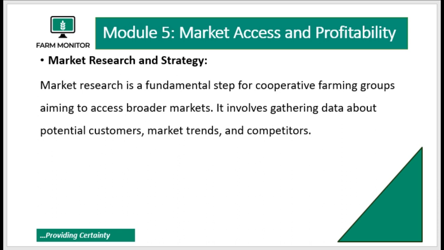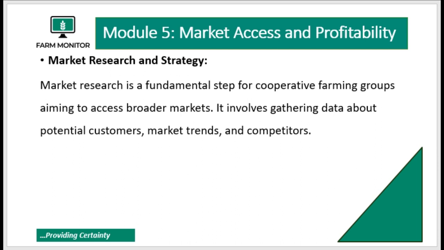Module 5, market access and profitability. A key activity that cooperatives must engage in to maximize profitability in the market is market research. It's a fundamental step for cooperative farming groups aiming to access broader markets.